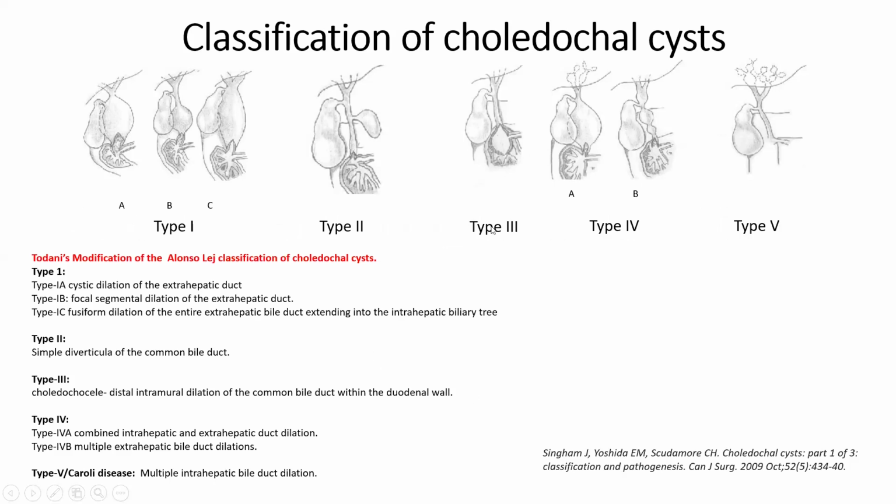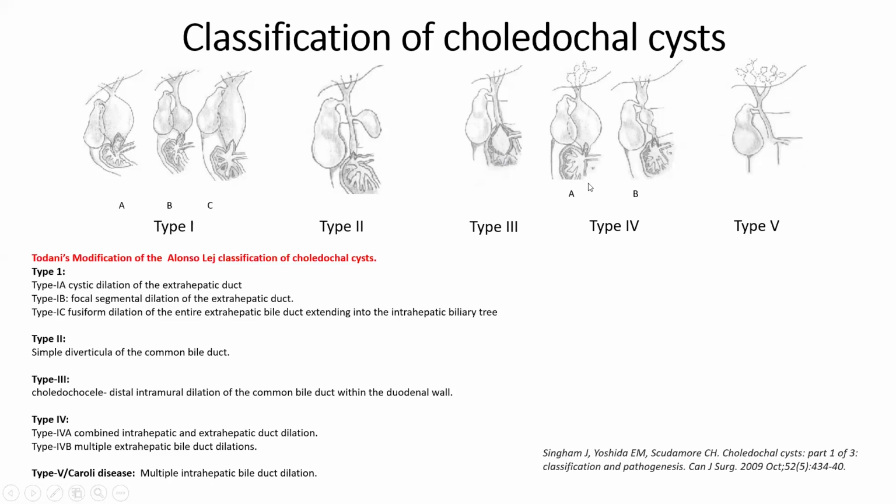So there are 1 to 5 choledochal cysts, and the type 1 choledochal cyst is divided into type A, type B, and type C. The type A is a kind of cystic dilatation of the extrahepatic bile duct. Type 1B is a focal segmental dilatation of generally the distal CBD, and type 1C is a fusiform dilatation of the entire CBD with some amount of intrahepatic extension into the central ducts. Type 2 is a kind of diverticulum from the CBD, and type 3 is a choledochocele, which is an intraduodenal dilatation of the terminal portion of the CBD.